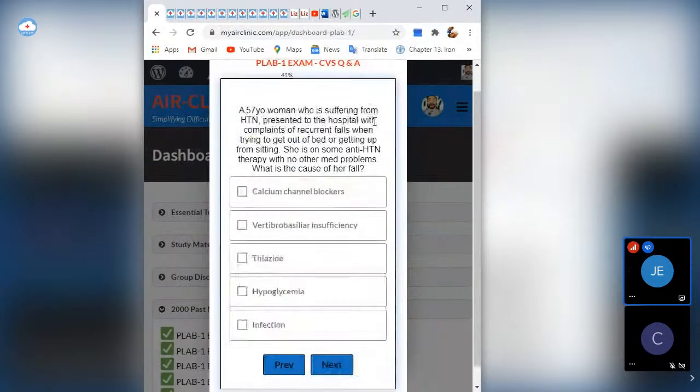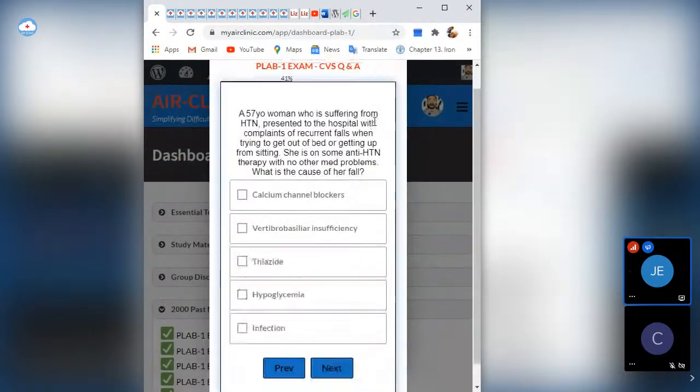A 7-year-old woman who is suffering from hypertension presented to the hospital with complaints of recurrent falls when trying to get out of bed or getting up from sitting. This one, we're still talking about postural dizziness again. She is on some antihypertensive therapy with no other medical problems. What is the cause of her fall?